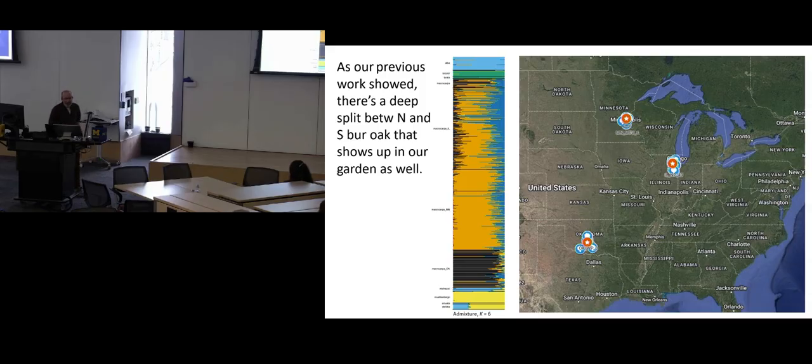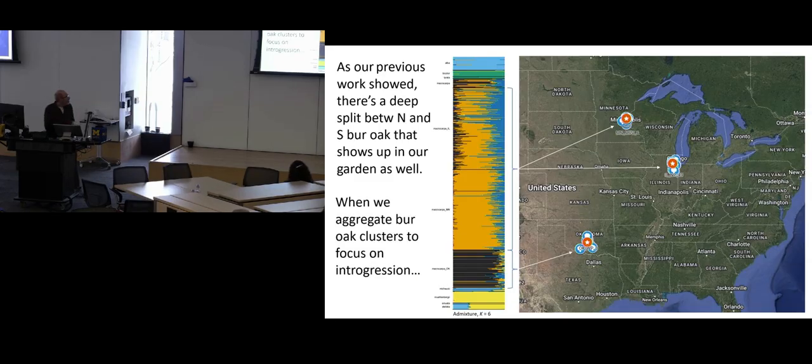So the first thing we found is that there was a north-south split between the oaks that were sourced in Illinois and Minnesota versus those in Oklahoma. That's a split that was already known from our previous work. I'll discuss this in some gory detail tomorrow.